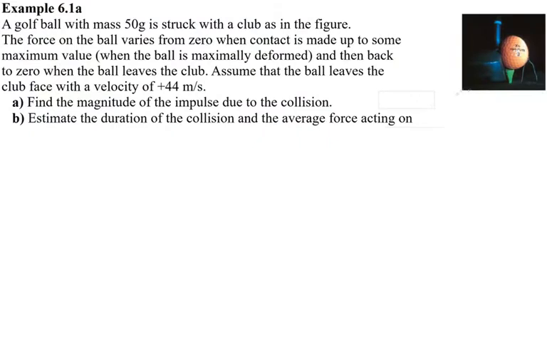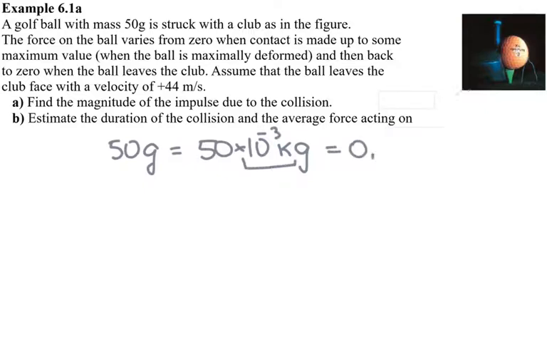Here's another question. A golf ball with a mass of 50 gram. 50 gram, let me convert it with you. So 50 gram, that's the same as 50. If I place kilo, I make it 1,000 times bigger. So I need to make it 10 to the -3 to cancel kilo. So that gives me 0.05 kilogram.